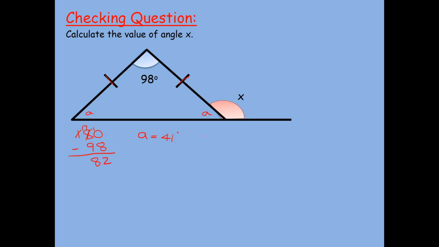So to find X then, because they're angles on a straight line, we know that A plus X must add up to 180. So if we get 180 again, take away 41, that will give us our size of X. So we've got 9 there, 3. So X must be 139 degrees.